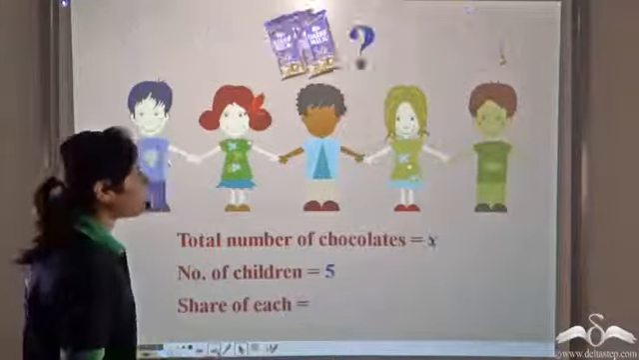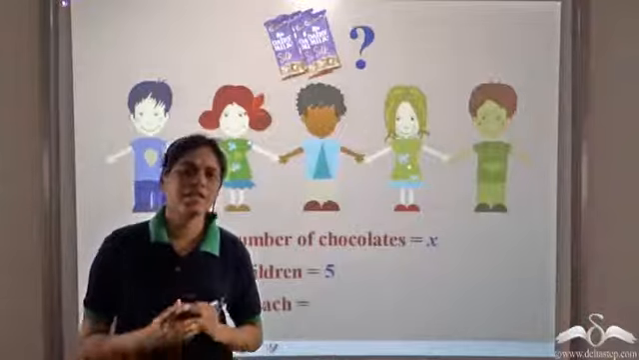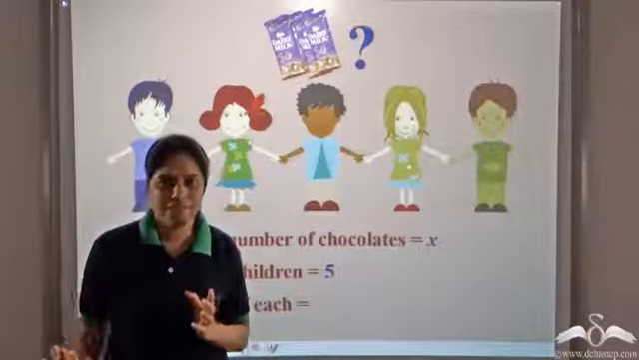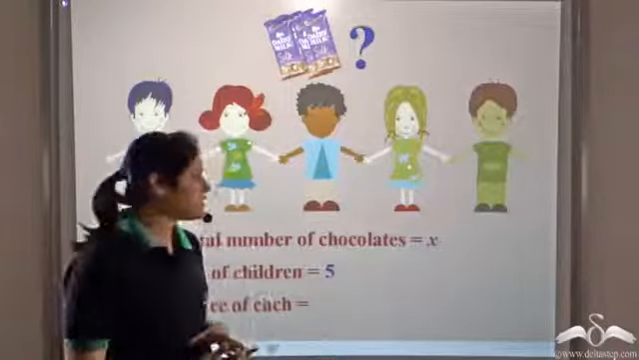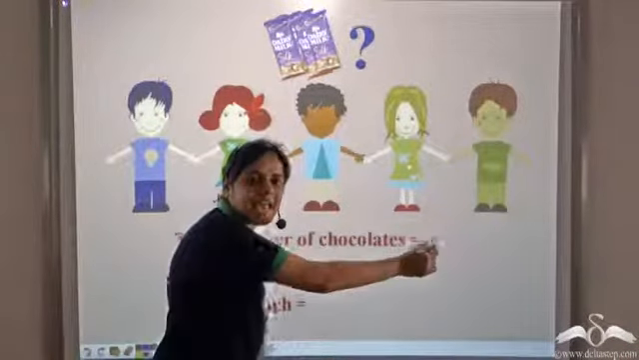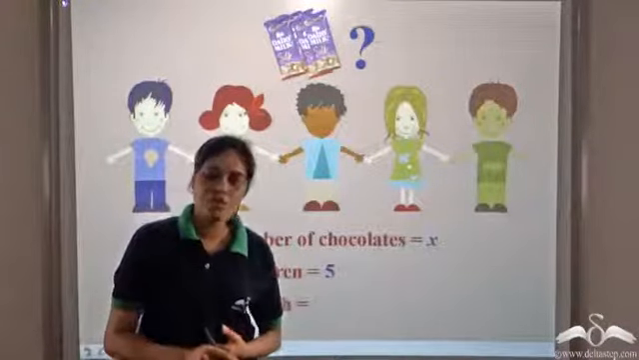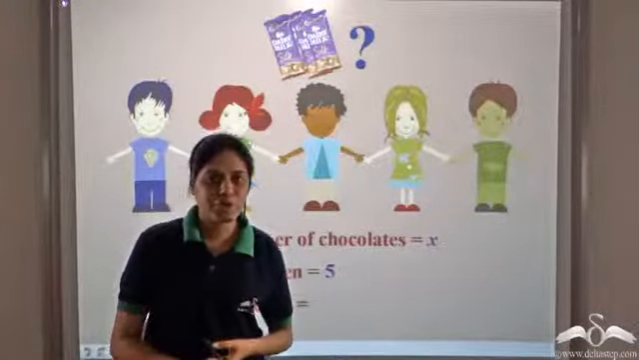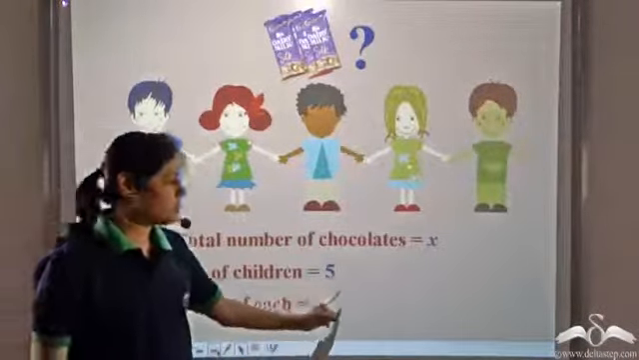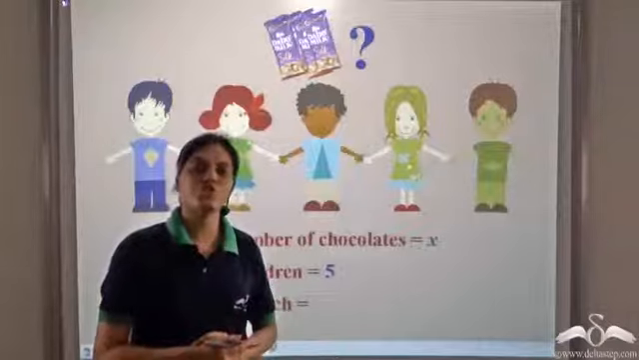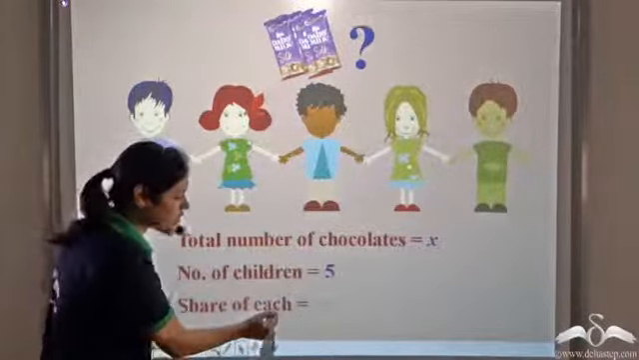Now suppose the number of chocolates which your dad gives you is unknown. He gives you a different number of chocolates every day. So you denote the unknown number of chocolates by a variable x. So you assume that your dad gives you x chocolates and you have to distribute it among 5 of your friends. So number of children among which you have to distribute chocolates is 5. So what will be the share of each child?